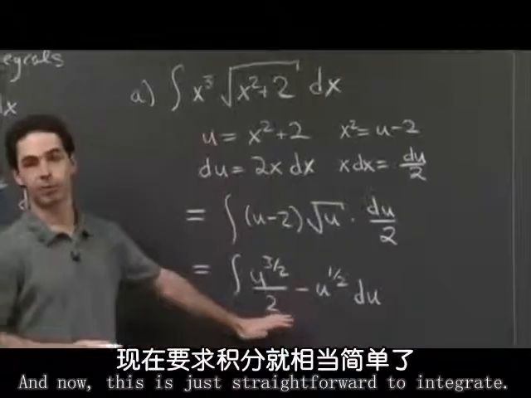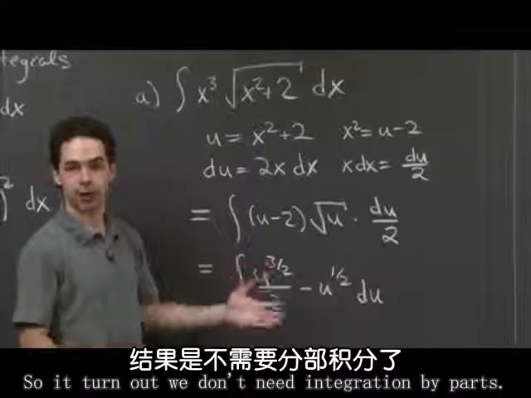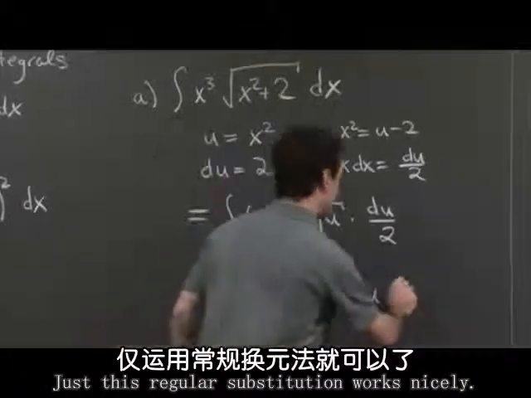And now this is just straightforward to integrate. So it turns out we don't need integration by parts. We don't need a trig substitution. Just this regular substitution worked nicely.